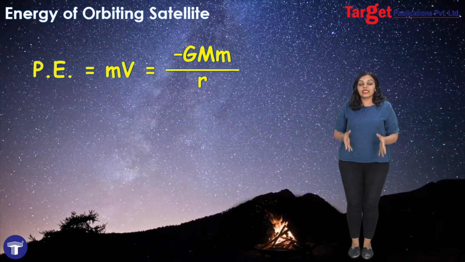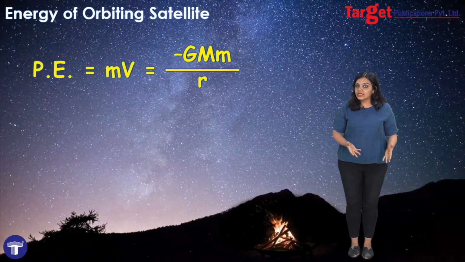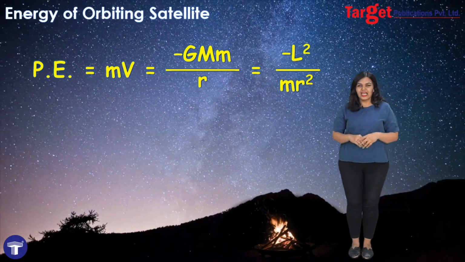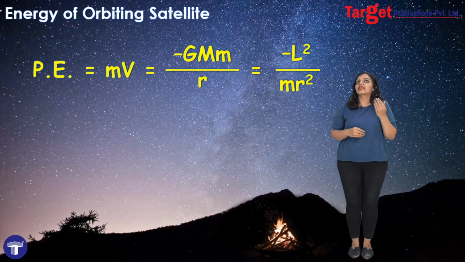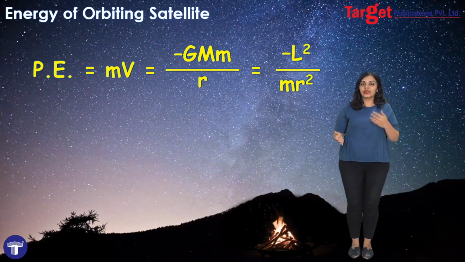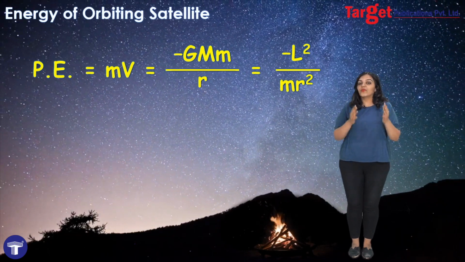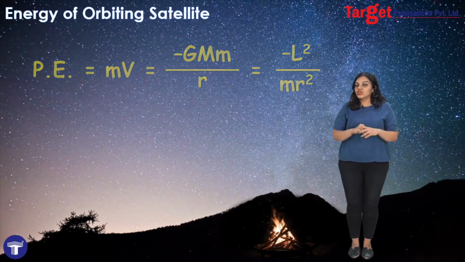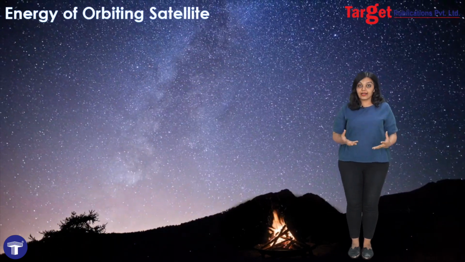This can also be written in terms of angular momentum, and we get the formula minus L square upon mr square. Angular momentum L is nothing but linear momentum multiplied by the distance, so that is nothing but mvr, and if you put that in, you will see that these formulas are the same. So this is the gravitational potential energy possessed by a satellite.